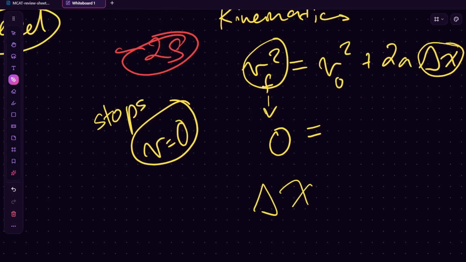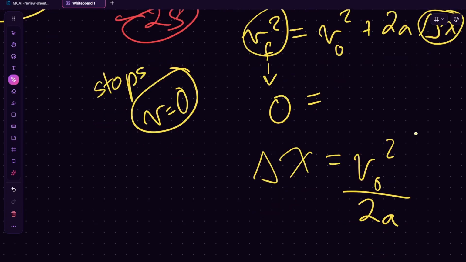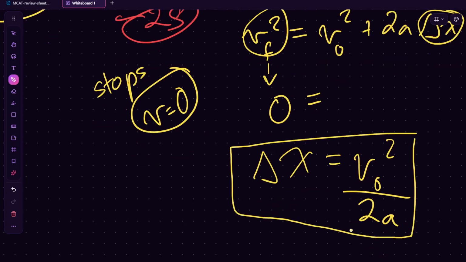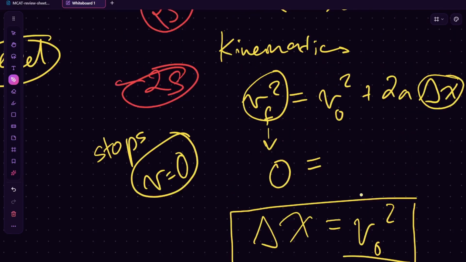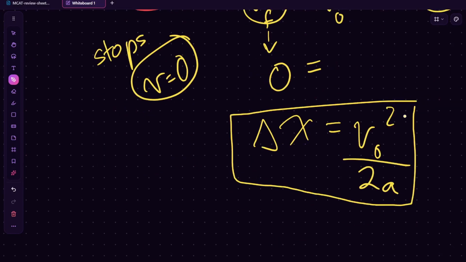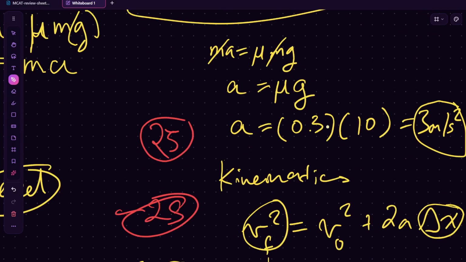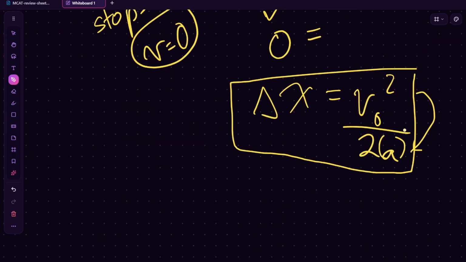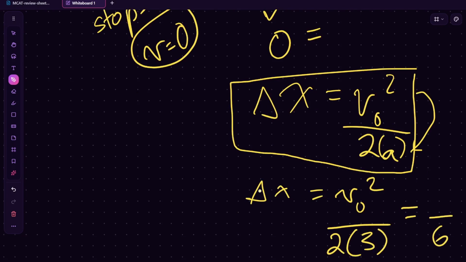So delta x is equal to v0 squared over 2a, right? And so v0 squared goes over here, and the acceleration goes over here. Remember, we saw for acceleration that a is equal to 3, so you would plug that in. So delta x is equal to v0 squared over 2 times 3, which gives you 6. Now our v0 squared is 36.